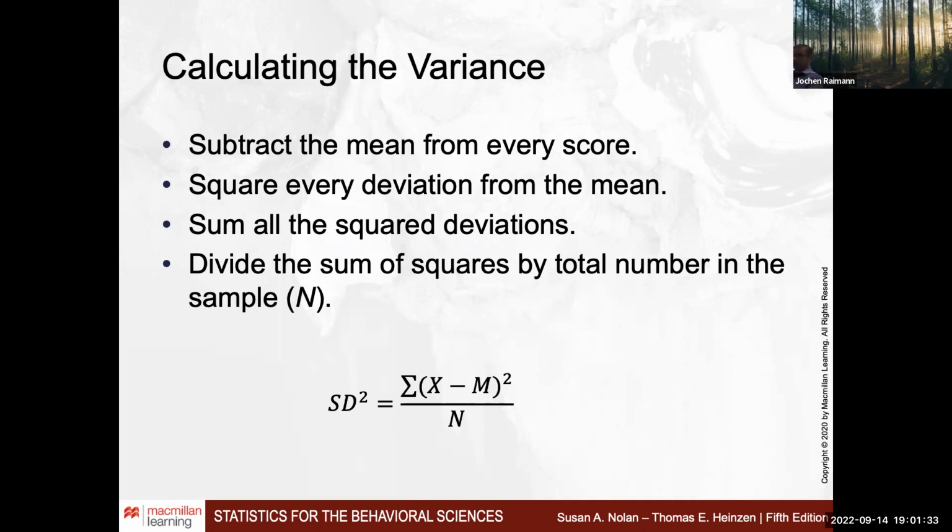Logically, you have values that are smaller than the mean, and you have values that are larger than the mean. When you subtract the mean from those that are larger, you get a positive number. If you subtract it from a value that is smaller than the mean, you get a negative number. So you want to remove the negative sign. That's why you square them.